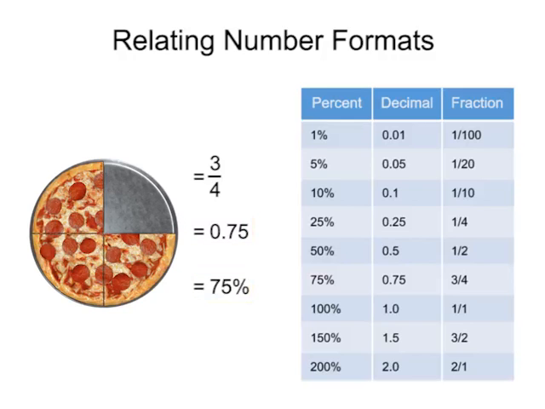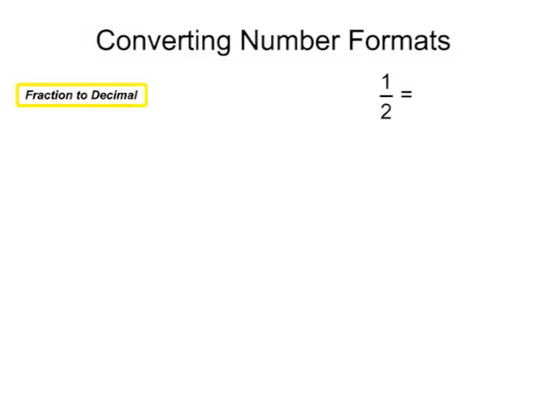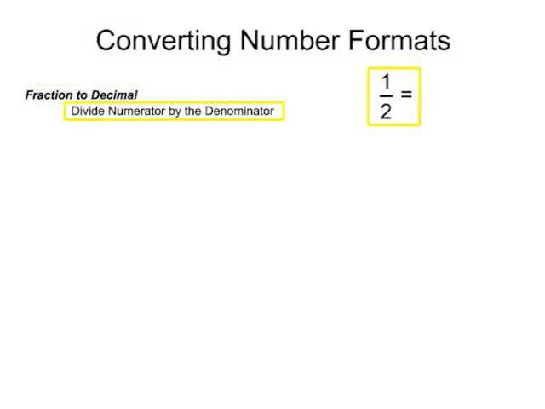Here's a table illustrating common values in percent, decimal, and fraction format. Numbers can be converted from one format to another to make it easier to analyze or display information. To convert a fraction to a decimal, simply divide the numerator by the denominator.